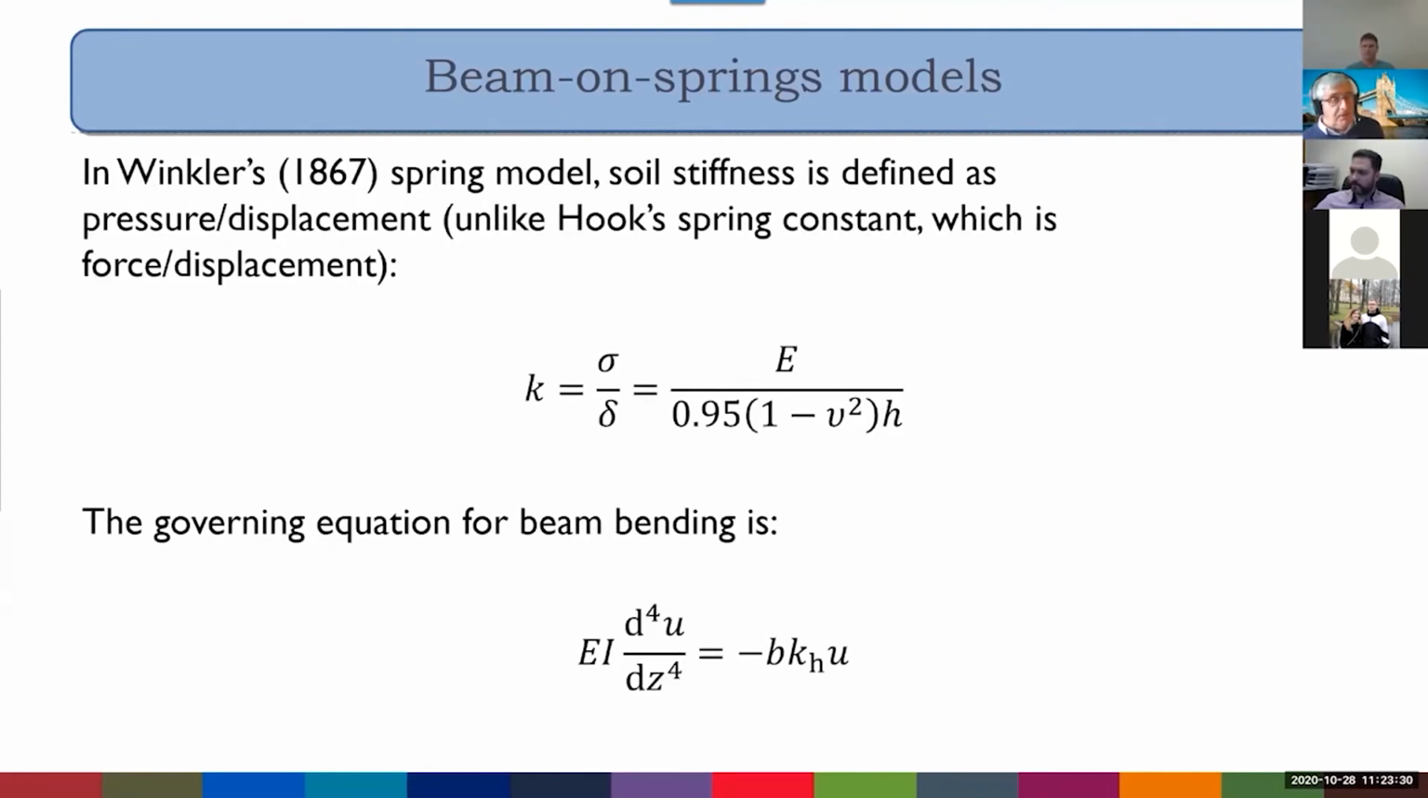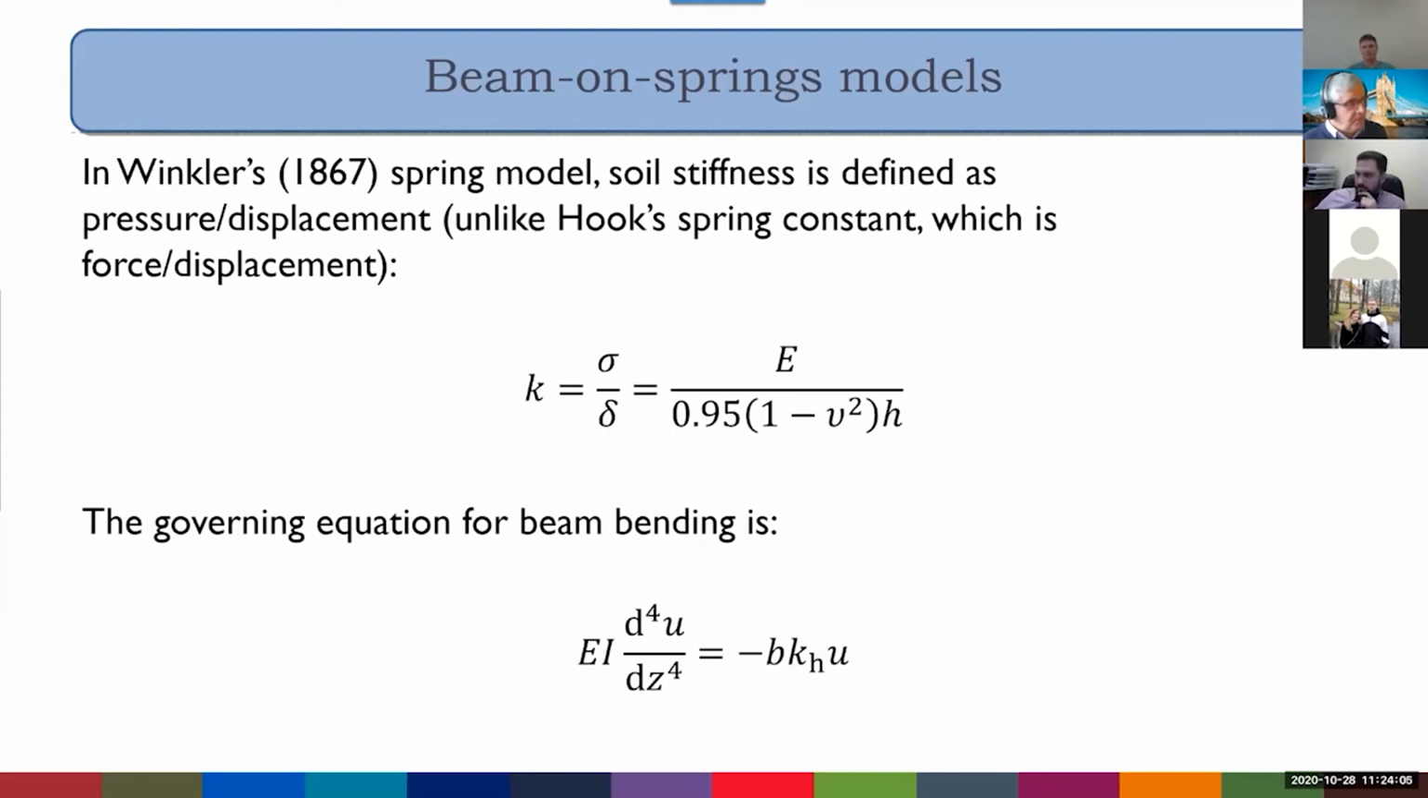In the Winkler model, you have to remember that the K that we're talking about here is not the same as Hooke's spring constant. Hooke's spring constant is force divided by displacement. In the Winkler model, which dates back to 1867, it's pressure divided by displacement, and it's the area involved which is the complication here. Here's a formula that will give you the K based on stiffness, and H being this sort of unknown dimension.